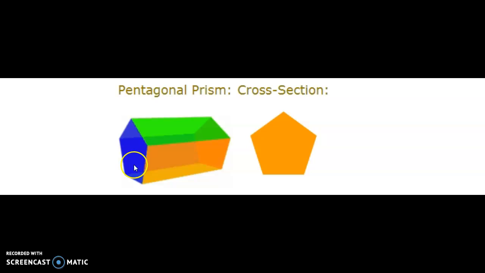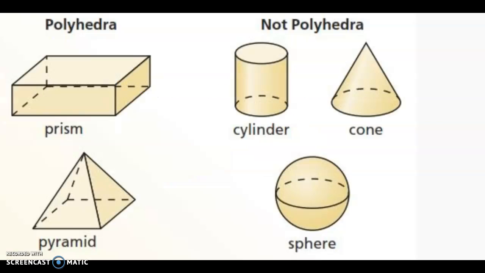Well, here, it's called a pentagonal prism. Why? Because the two parallel bases are pentagons. So if a polyhedron has two parallel bases, you call it a prism. Now, how are prisms named? So prisms are named based on the shapes of their parallel bases. So this is an example of a pentagonal prism, and if the plane cutting through the prism is parallel to the bases, then the cross section would also be a pentagon.